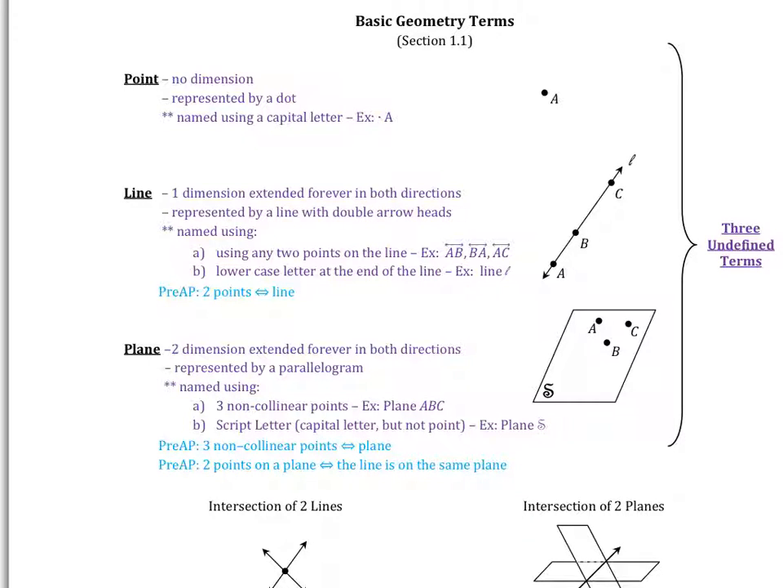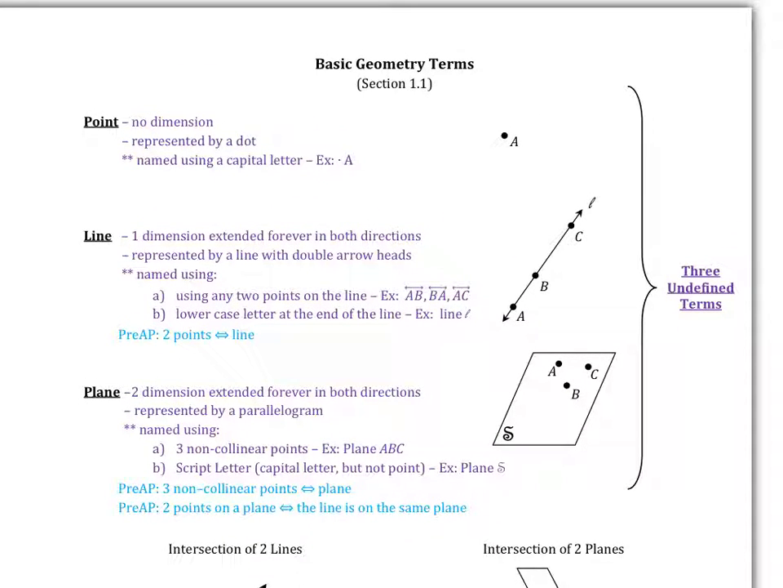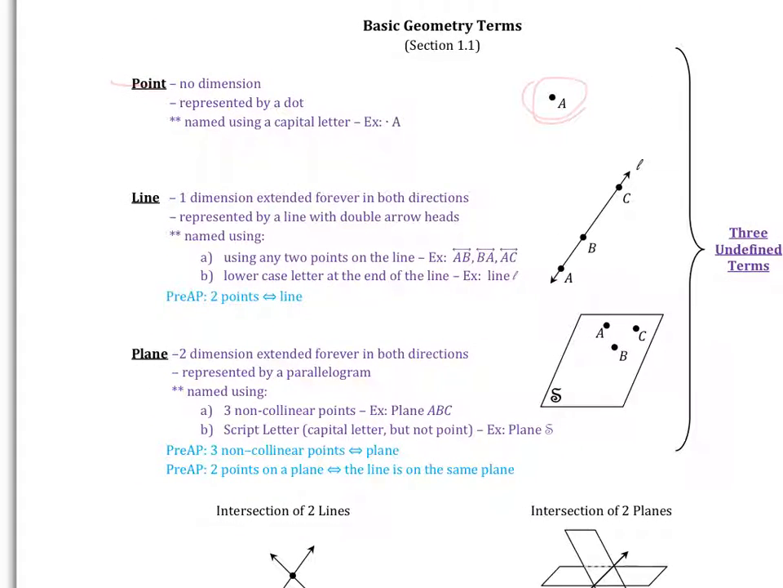Okay, let's take a look at the basic terms of geometry. A point has no dimension. It is one of the undefined terms in geometry. When we name a point, we're going to use a capital letter. For example, the A here.